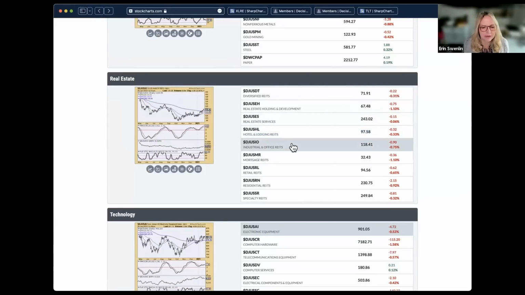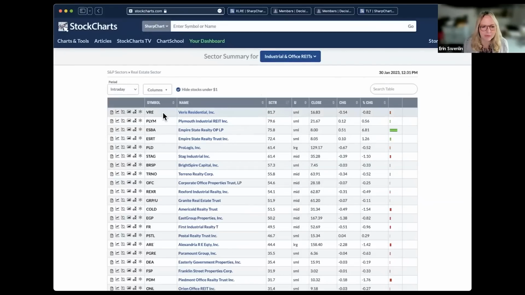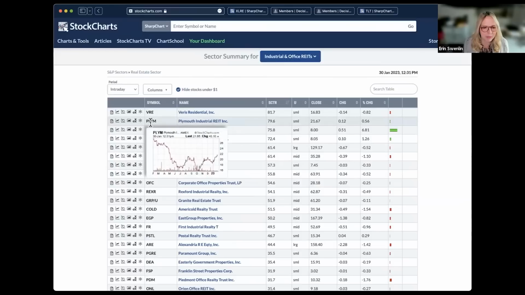Let's see, hotels and REITs I didn't like. Industrial office looking very interesting with that breakout above the 200. Plenty of upside before it hits overhead resistance here. So that looks like a pretty good sector. If we dive in there, organized by scooter, hover over the symbol, we can look and see where we might want to look.